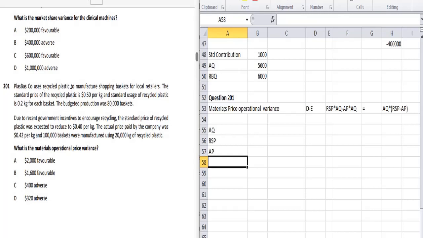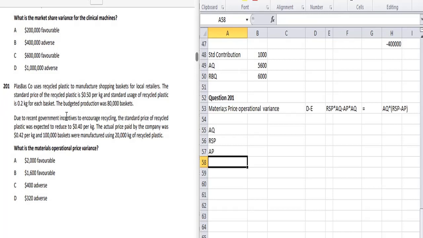A company uses recycled plastic to manufacture shopping baskets for local retailers, and the standard price for recycled plastic is 0.5 per kg. Means standard price means it's before revision. This was the revised standard price, but this was the previous one, not the revised. So previously it was 0.5 per kg. Standard use of the recycled plastic is 0.2 kg for each basket, and the budgeted production was 80,000 baskets. So this is not relevant.